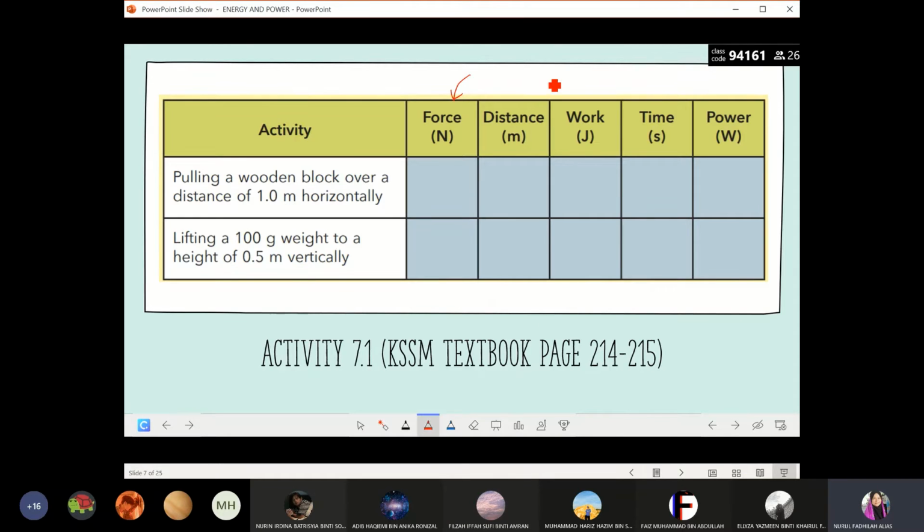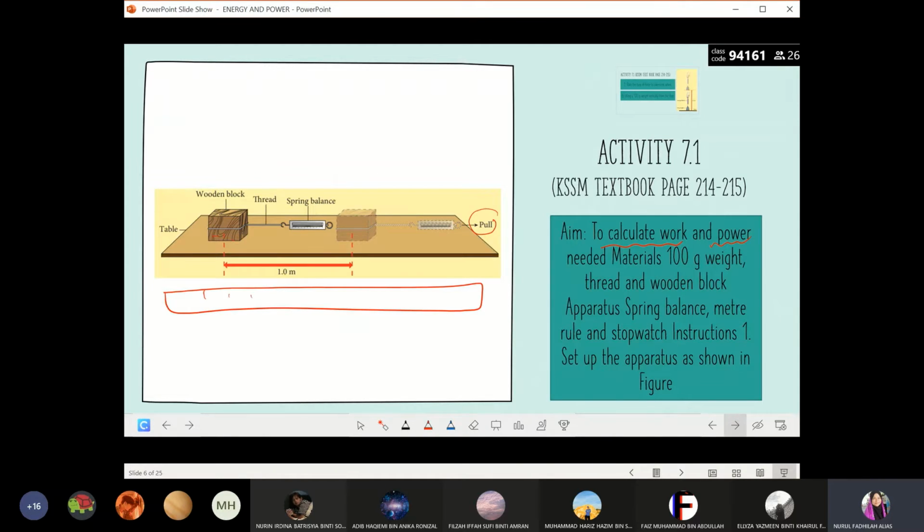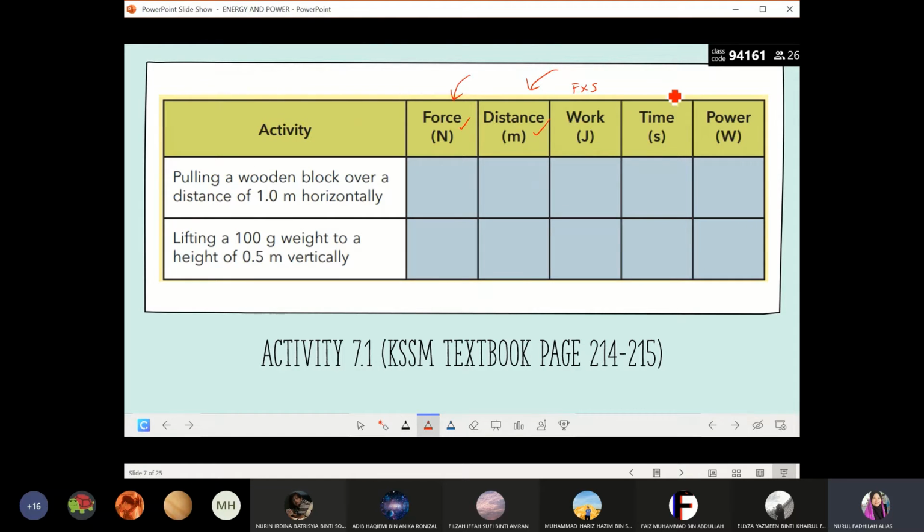Then when you know the force and the distance, you can calculate the work using the formula F times S. And then one of your friends will use a stopwatch and record the time taken to travel from point A to point B. They start and then they stop. Whatever the reading is, will be put here. Then you can calculate the power you have to pull. So that is the first activity. The second activity is lifting a 100 gram weight.